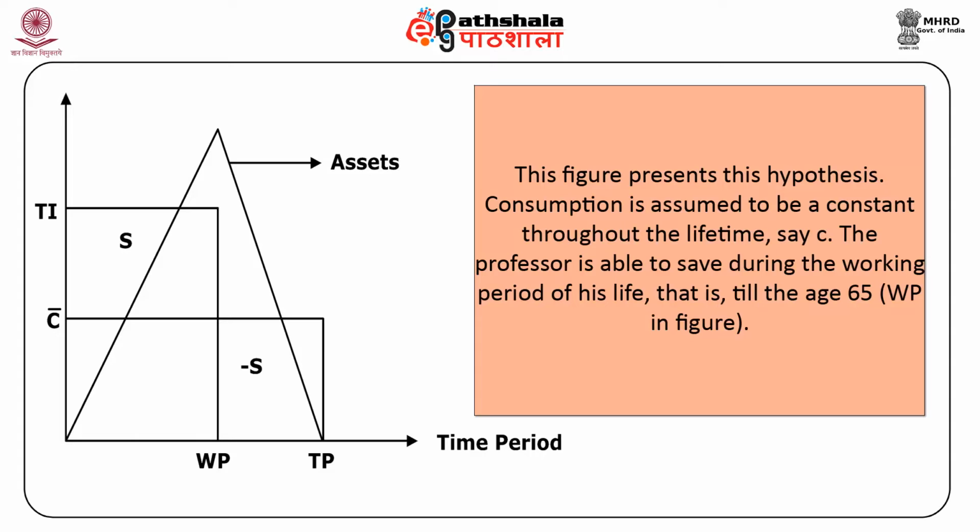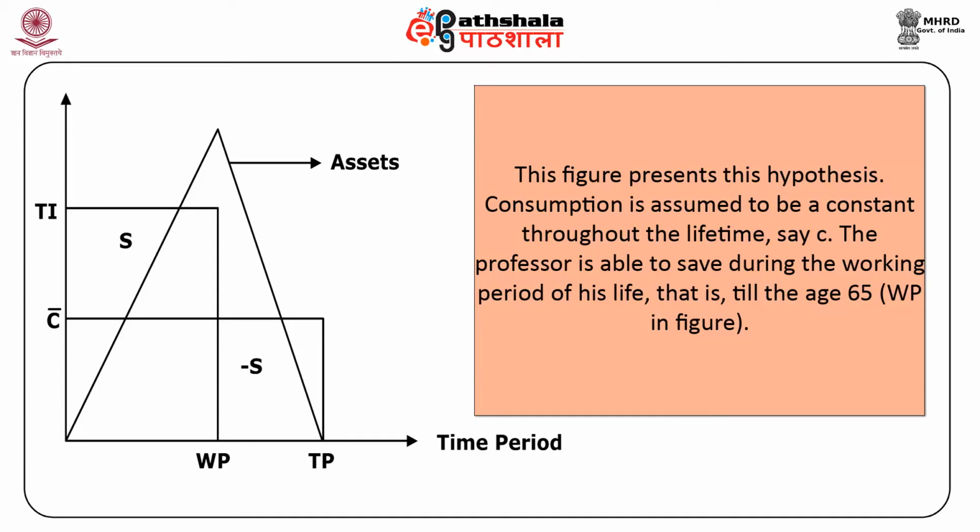Till this time period, he saves and builds his assets, which is shown by the assets curve, which is maximum at the age 65. This is required to sustain his consumption during the non-working period. After this, the individual will have to sell off his assets to maintain his consumption of C till he lives, that is, till age 85.